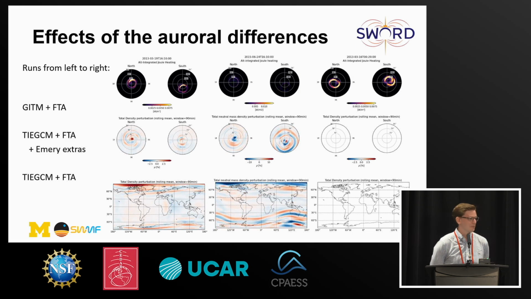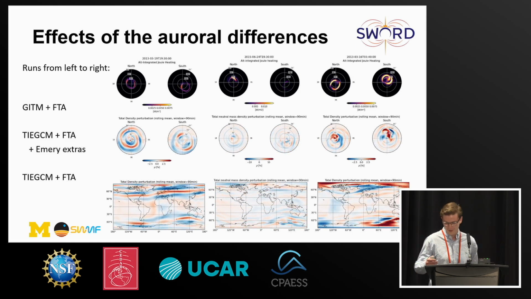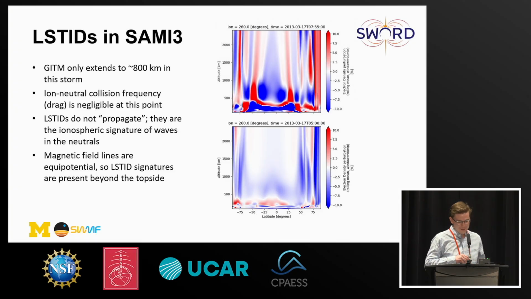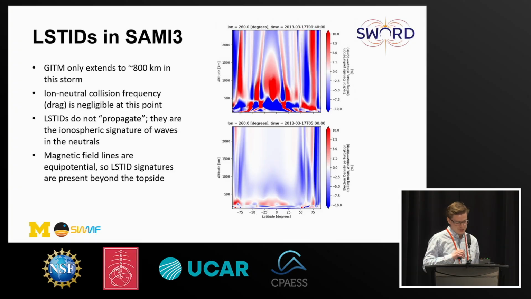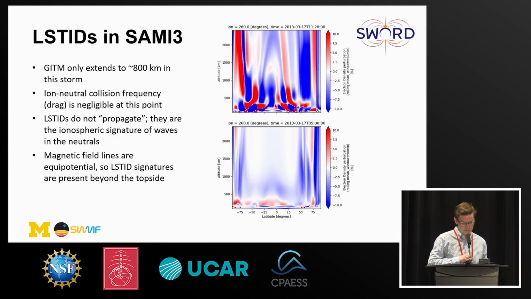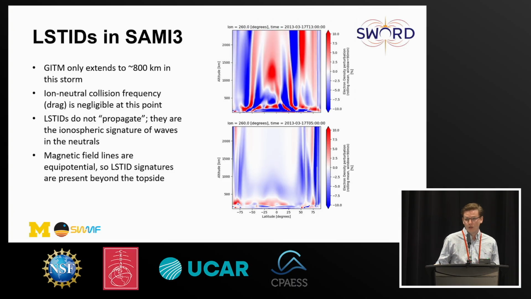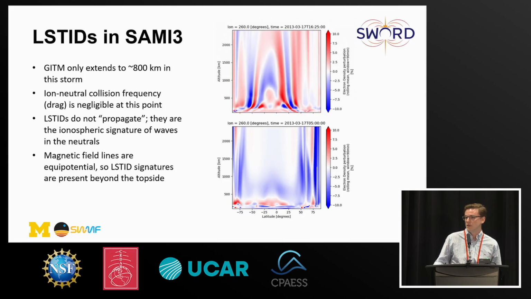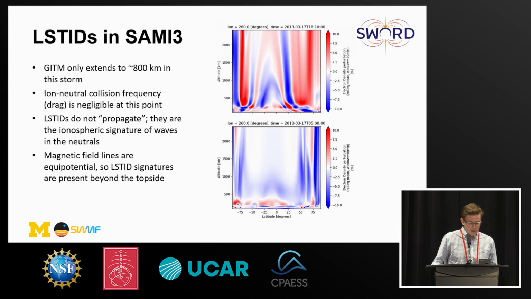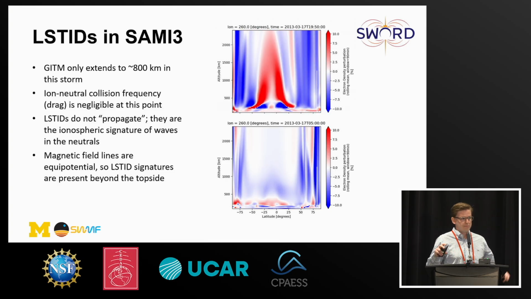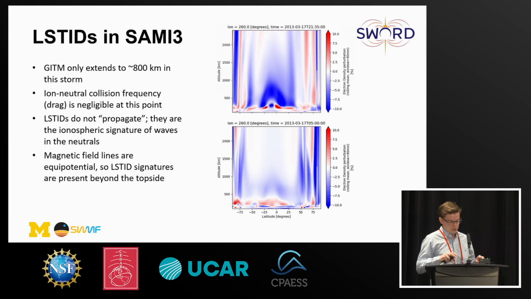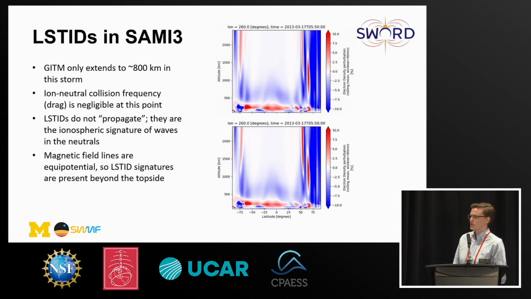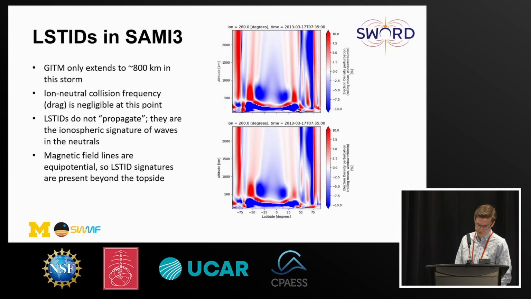Now onto the work I was actually contracted for. LSTIDs and SAME3. GITM only extends up to maybe 800-ish kilometers, where the ion-neutral collision frequencies are negligible. So the TIDs up there are definitely not driven by the neutral atmosphere. LSTIDs don't really propagate. They're not necessarily waves. They're the ionospheric manifestation of the waves in the neutral atmosphere.